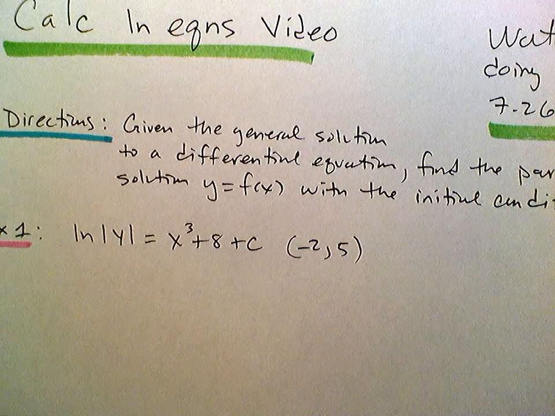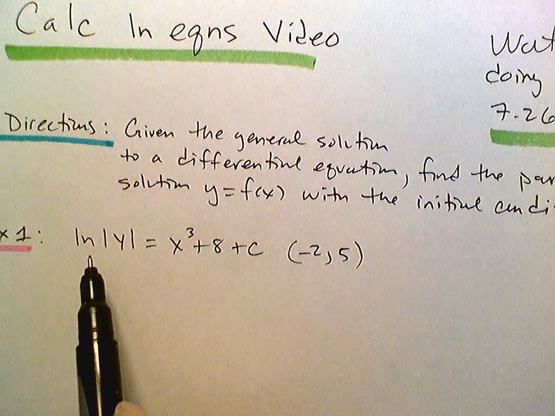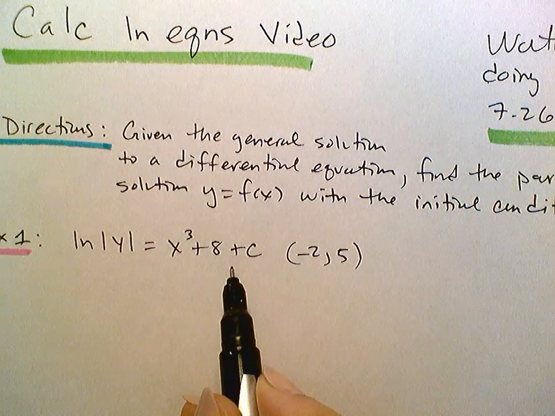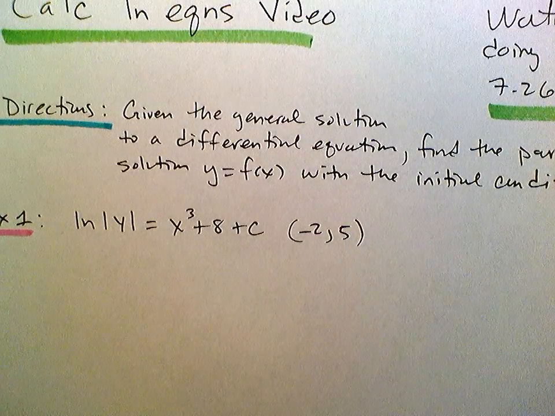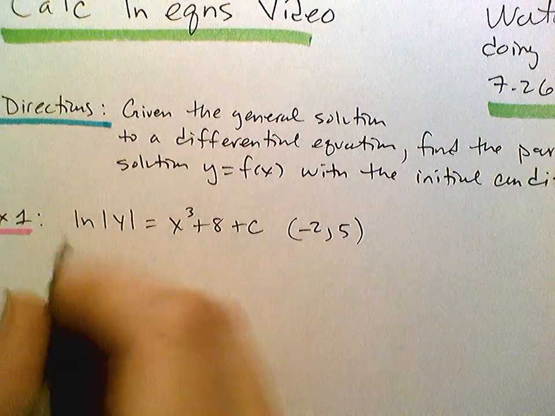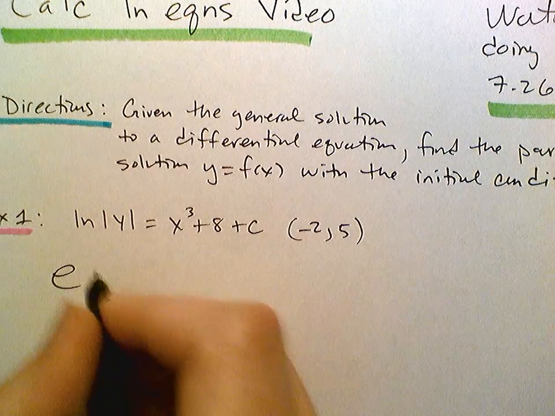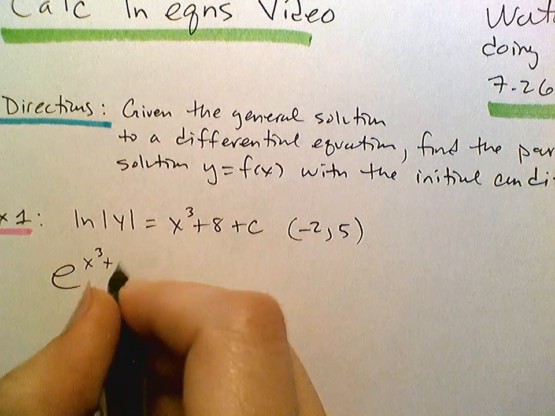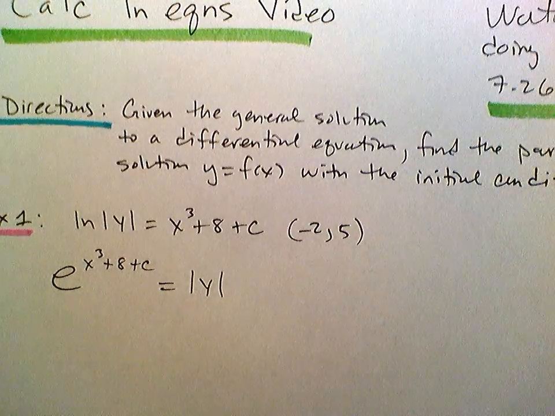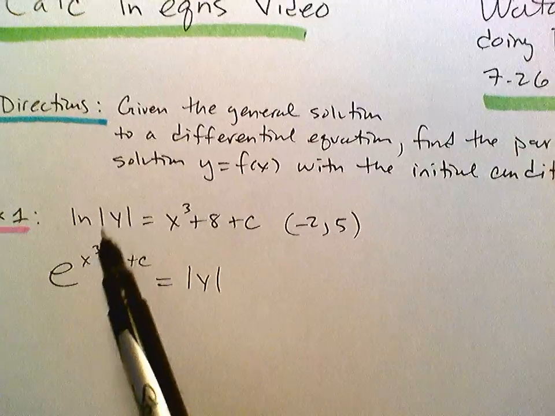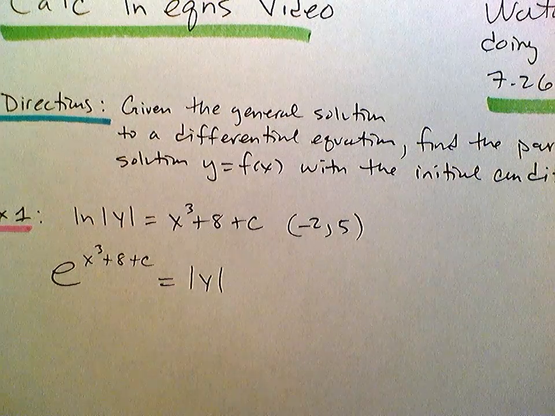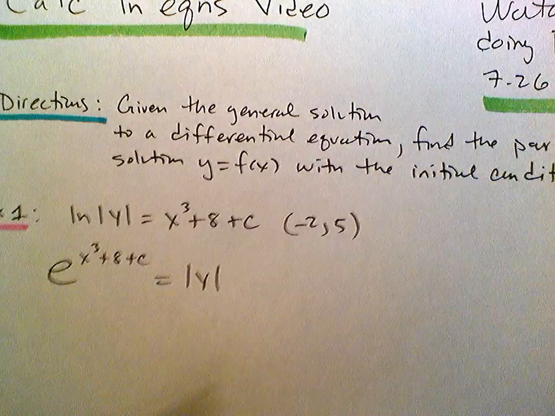Natural log is log base e. So this is log base e of the absolute value of y equals this. This is in logarithmic form, so first I'm going to convert to exponential form. So this is e to the x to the third plus 8 plus c equals the absolute value of y. If this isn't familiar, don't worry about it, but you roll up the log. I'm just going to switch sides here.